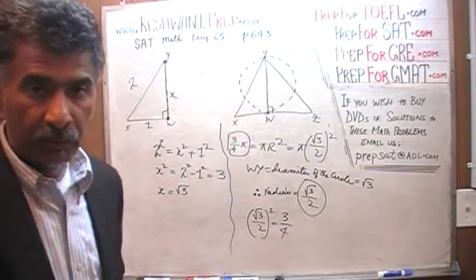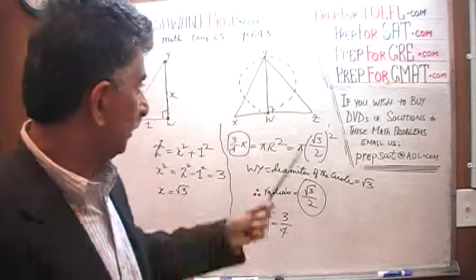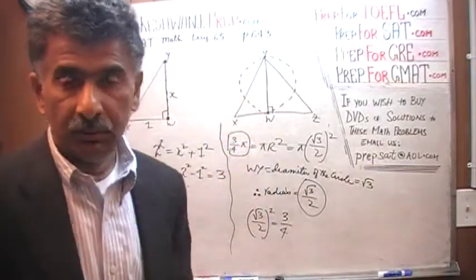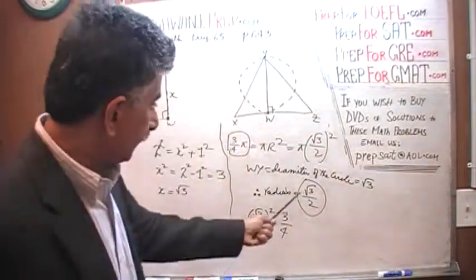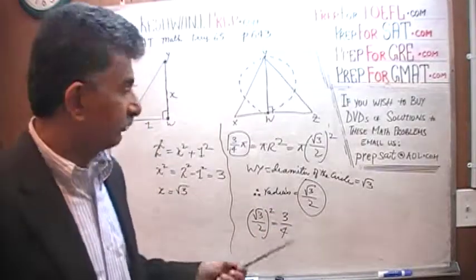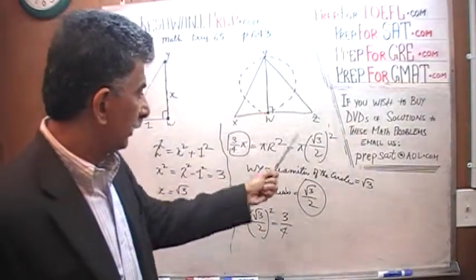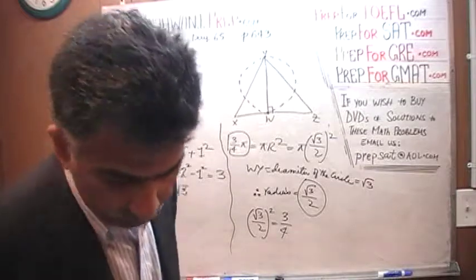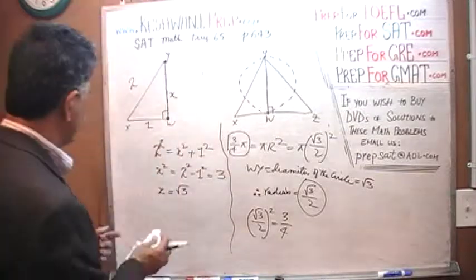Well, if x is equal to root 3, which is the diameter of the circle, y to w, therefore the radius must be half of that: root 3 over 2. And the area is just pi r squared, which is 3/4 pi. Let's do the next one, number 20.